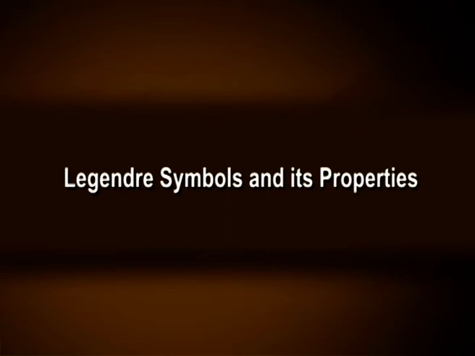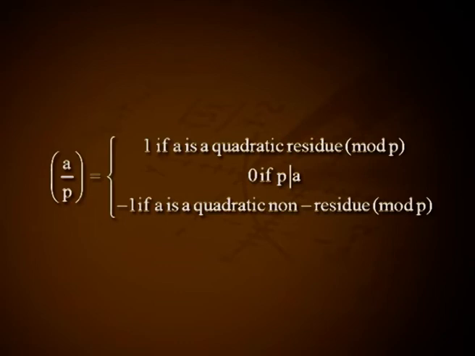Legendre symbol and its properties. Definition. Let p be an odd prime and a any integer. The Legendre symbol a by p is defined as: a by p is equal to 1 if a is a quadratic residue mod p, equal to 0 if p divides a, and equal to minus 1 if a is a quadratic non-residue mod p. The Legendre symbol is in fact a notation of convenience introduced by the French mathematician Legendre to facilitate computations with quadratic residues.